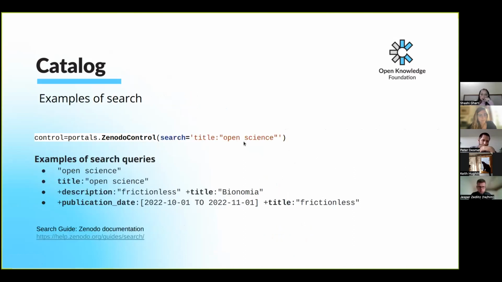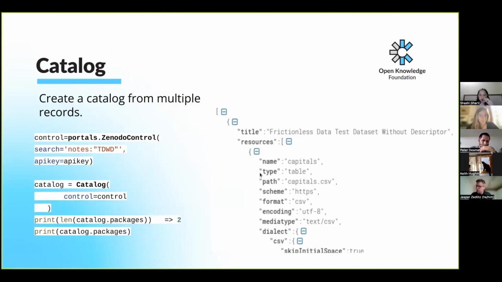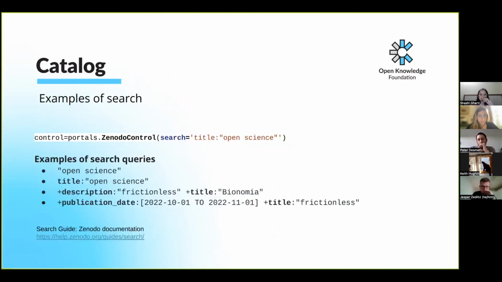And similarly, I used one search before to create the catalog. Similarly, we can use many different search queries, simple or complex, using many different terms or fields. Here are some examples of search queries, and the first one is I'm using two different terms, so I can find records which have these two different terms, open or science.